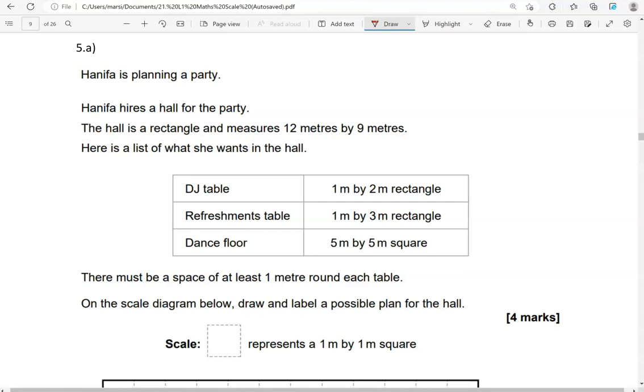DJ table, 1 meter by 2 meters rectangle. Refreshments table, 1 meter by 3 meters rectangle. Dance floor, 5 meters by 5 meters square. There must be a space of at least 1 meter around each table. On the scale diagram below, draw and label a possible plan for the hall.